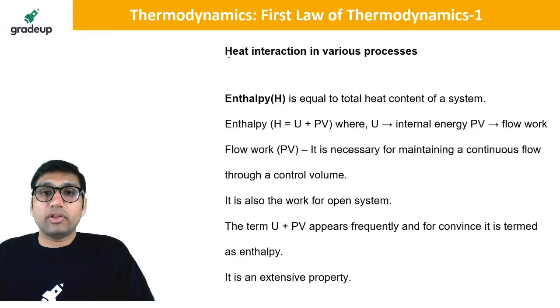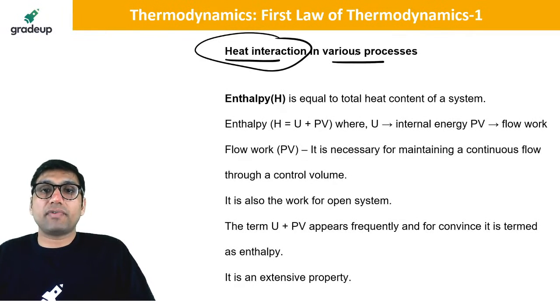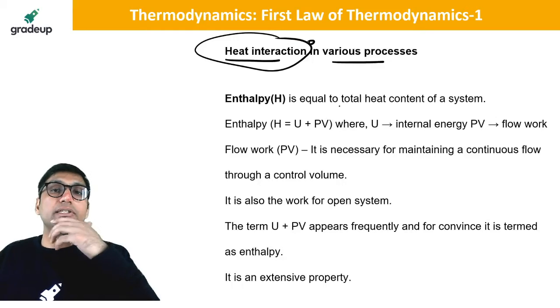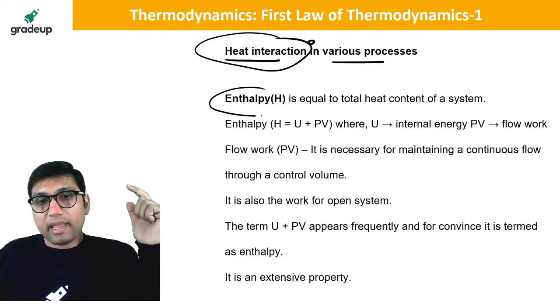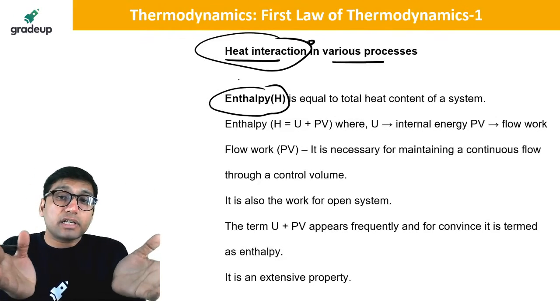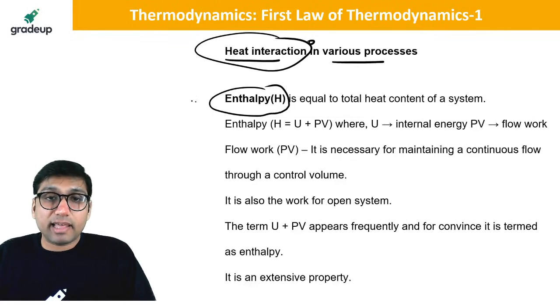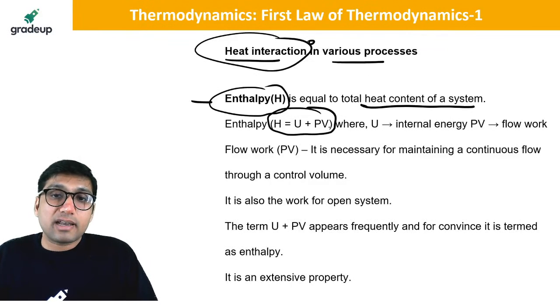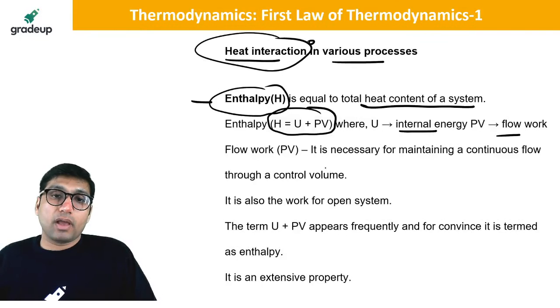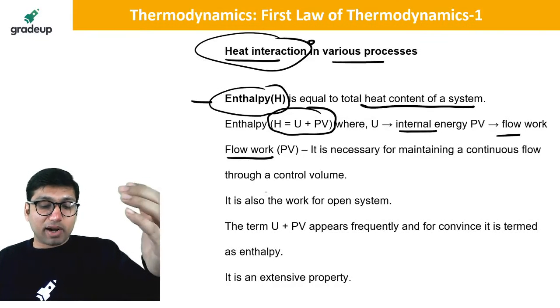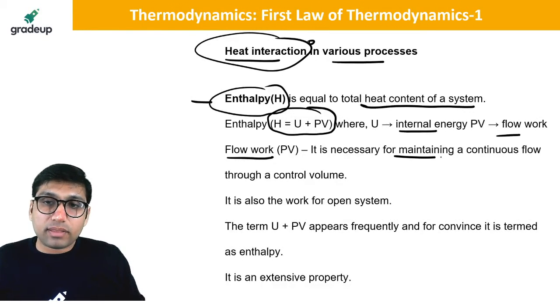Now there is a very important relation for heat interaction in various processes. Before we study the heat interaction for different processes, we have to understand one very important thing, which is enthalpy. Enthalpy is the total heat content of the system, which is equal to the sum of internal energy plus flow work. What is the flow work? It is the work required in the open system for maintaining a continuous flow through the control volume.